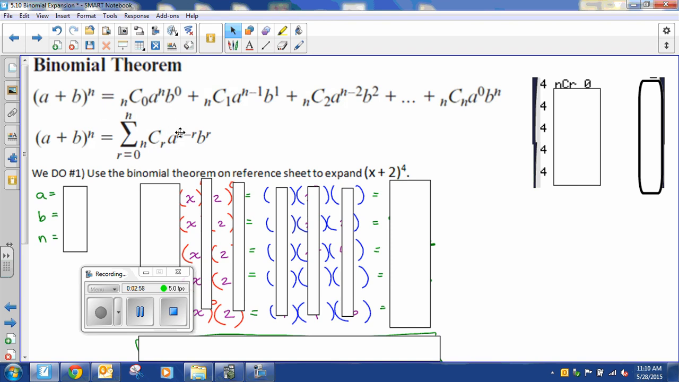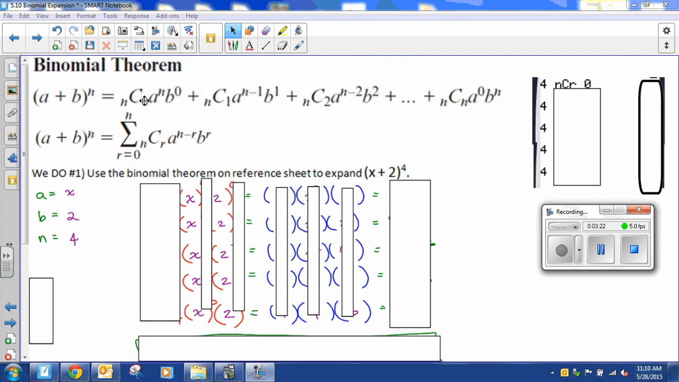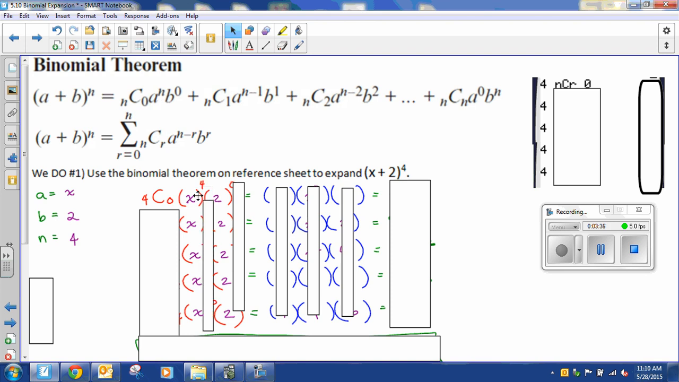Okay, this can also be expressed using sigma notation as r increases from 0 to n. Okay, so let's jump in and look at our warm-up example, (x + 2) to the 4th power, where a is x, b is 2, and our exponent n is 4. So following this pattern, we have n choose 0. So since n is 4, we have 4 choose 0. Okay, then we have a to the nth power, so that would be x to the 4th power, and b, which is 2, to the 0 power.